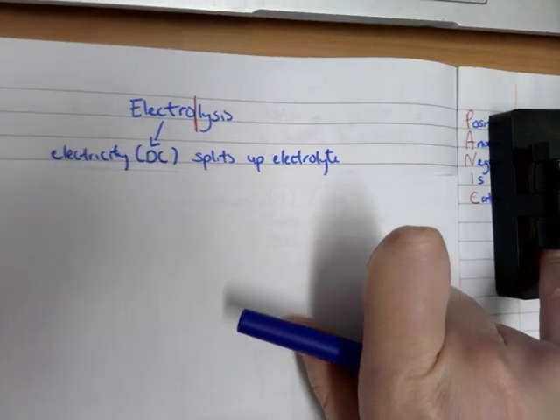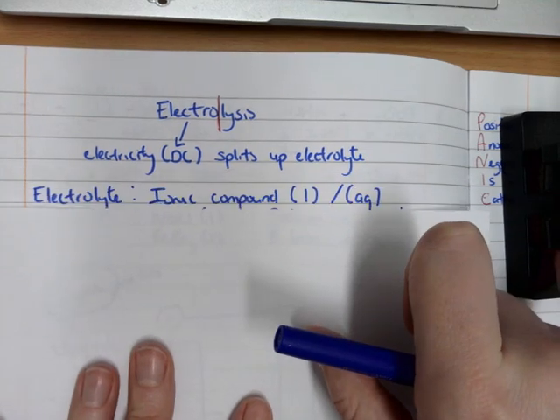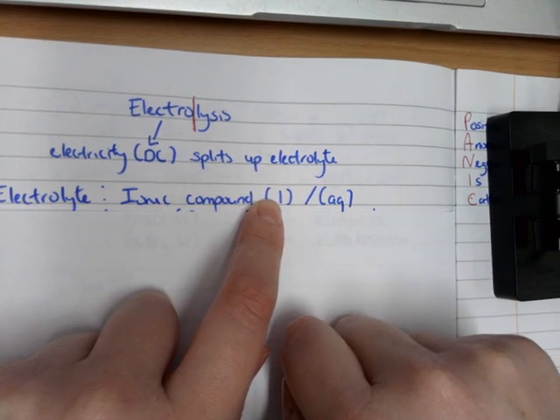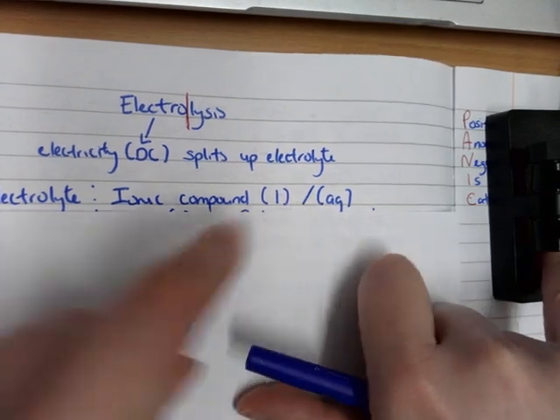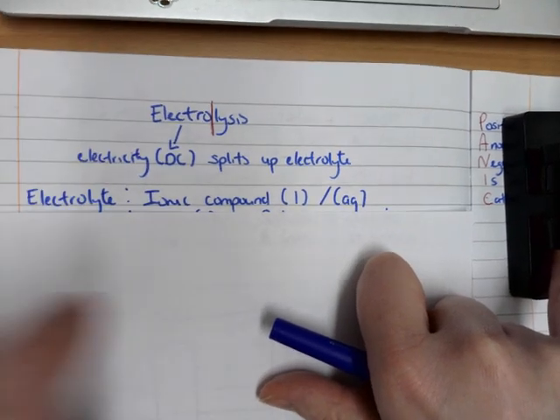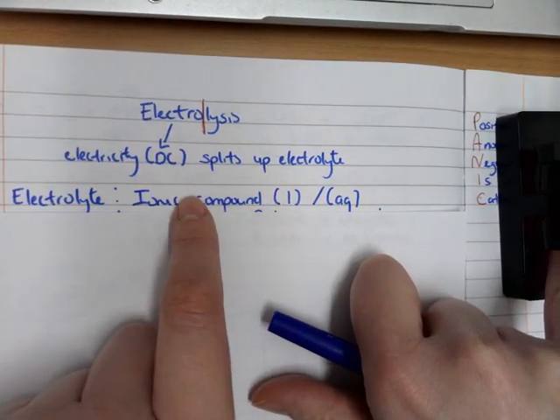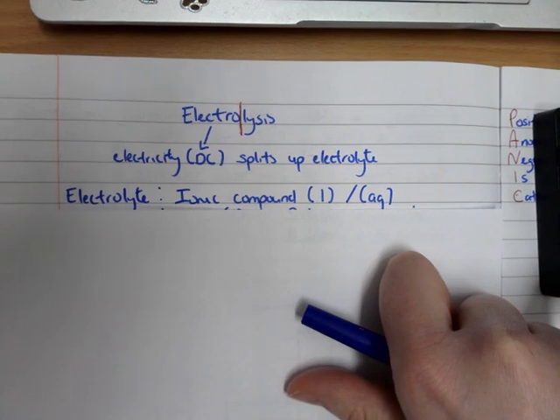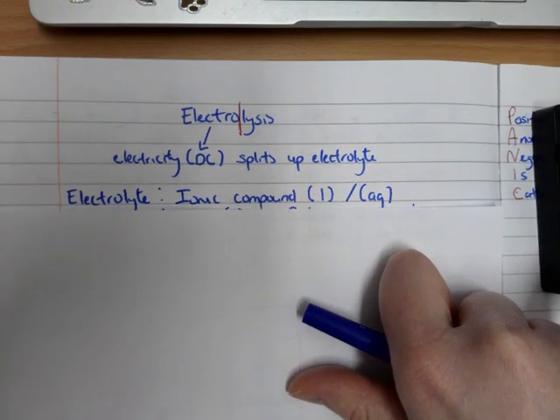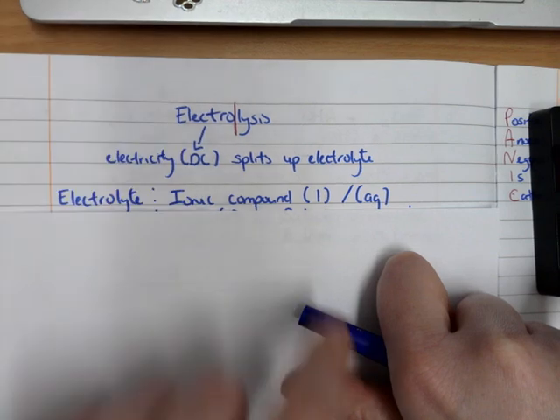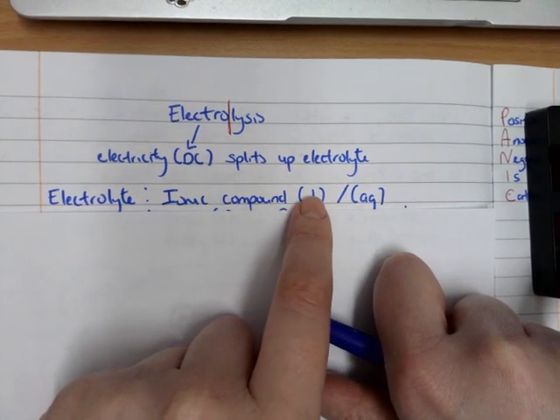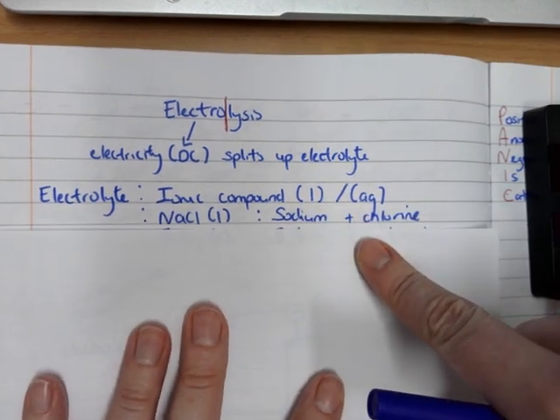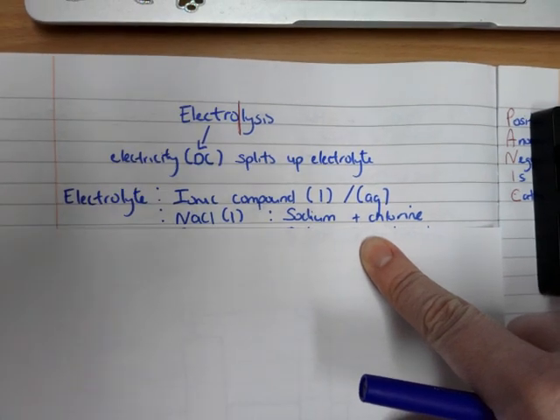So what exactly is an electrolyte? Well, an electrolyte is an ionic compound that's either liquid, so you've melted the ionic solid, or aqueous, you've dissolved the ionic solid in water. And the reason the ionic compound must be liquid or aqueous is because it must be able to conduct electricity. For ionic compounds, they only conduct when their ions are mobile, and their ions are only mobile in liquid and aqueous phase.